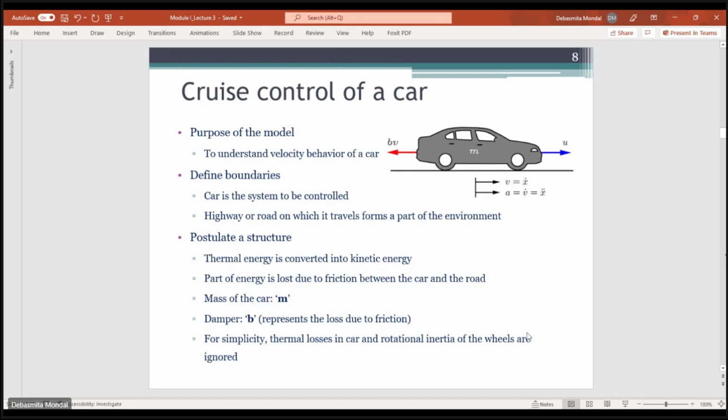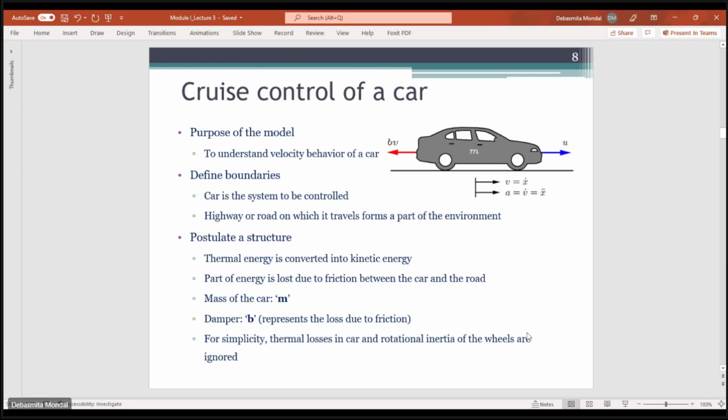Now let us say that the mass of the car is m, and since the car is moving on the road, and the road obviously is not frictionless, there will be some friction between the wheels of the car and the highway, acting in the opposite direction of the movement of the car. So you can represent the car with a mass m, and the frictional losses can be represented as a damper, represented by B.